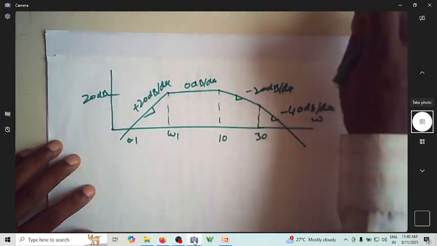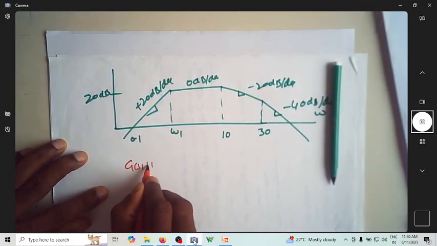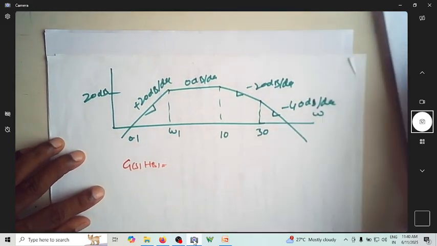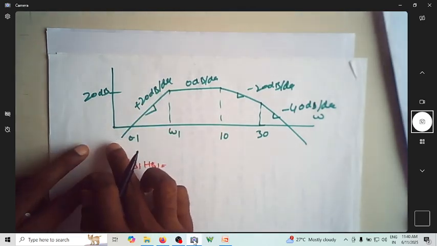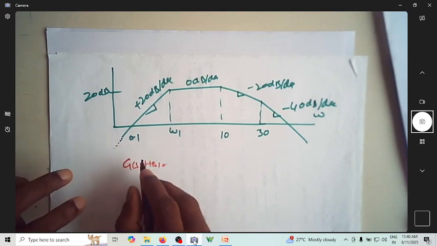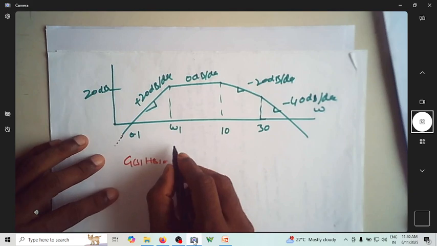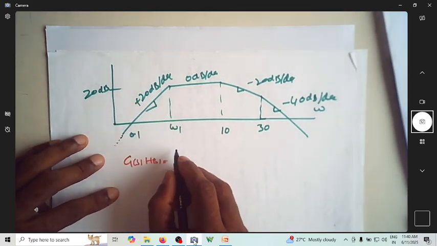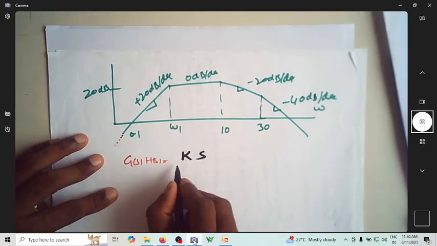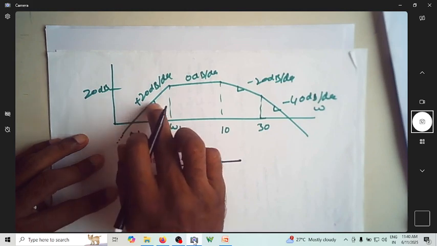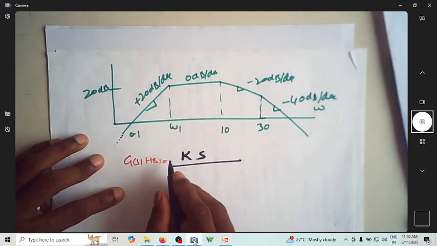This is the problem we have. So we are asked to find the transfer function, that is G(s)H(s). If you carefully see, the initial slope is plus 20 per decade, and this just keeps going like this. So there is no corner frequency for this, so naturally this happens to be a zero at the origin. So it is K times s. You see the slope is initially positive, and it will become 0 dB per decade at omega 1.